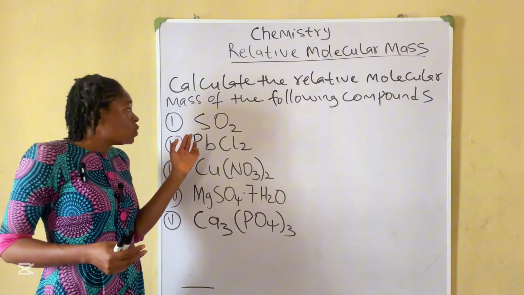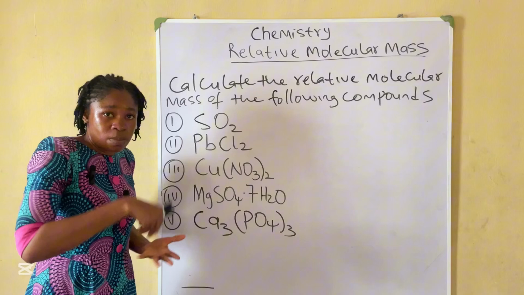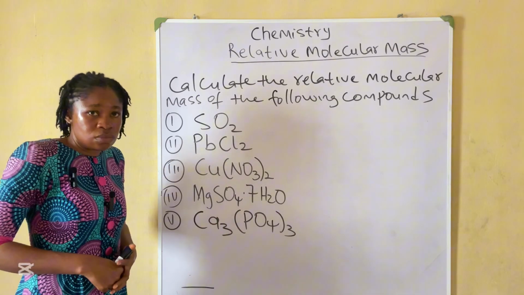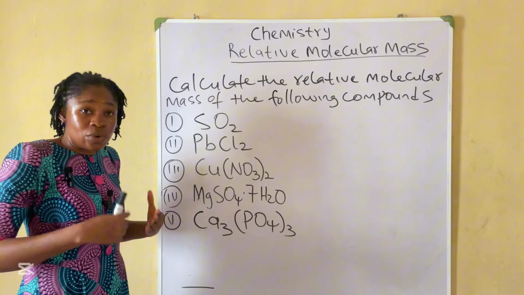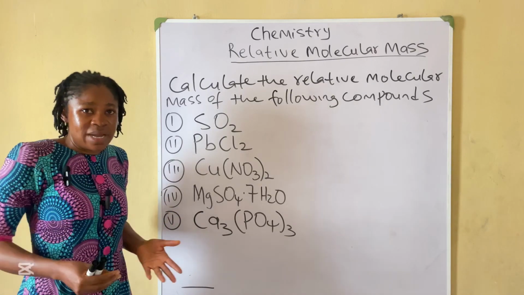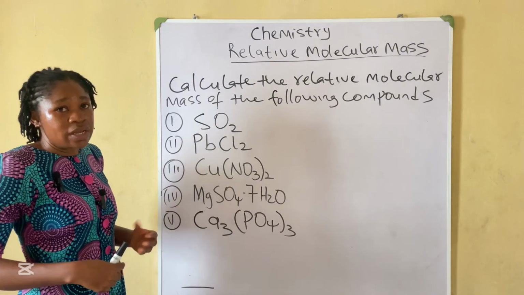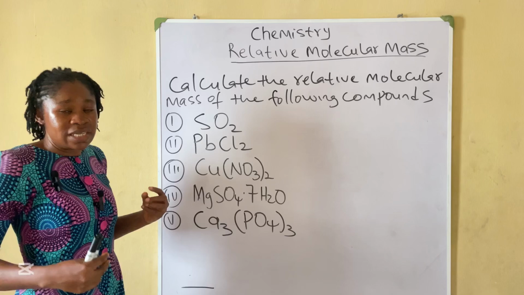At times, you can be asked to calculate the relative molecular mass of a compound written in words. If you don't know how to write the chemical formula of that compound, your answer will be wrong, because a wrong chemical formula will lead to a wrong molecular mass. I did a video on how to write chemical formulas. You can watch that video. It will help you a lot if you're having challenges.